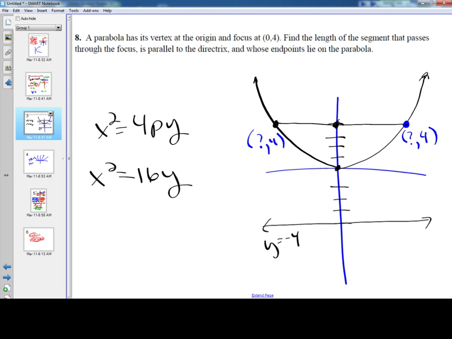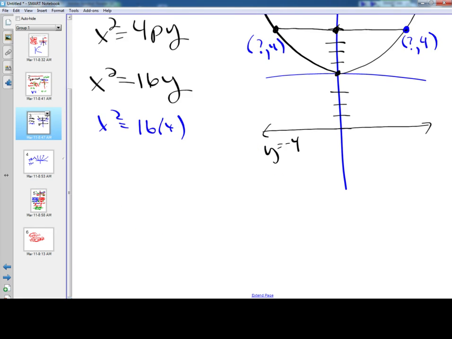So if I plug in 4 for my y value, 16 times 4, I'm going to get x squared equals 64. And if I square root both sides, that means that x is plus or minus 8. So the coordinate here is a negative 8, and this is the positive 8. And now I can find the distance between them, which happens to be 16. Oh yeah, because you add them.